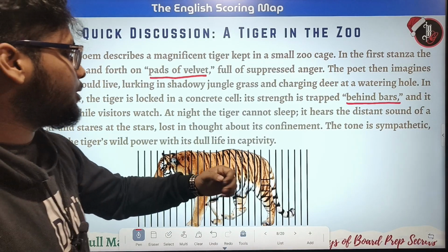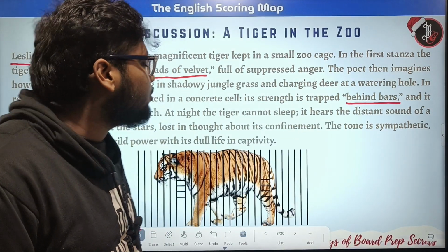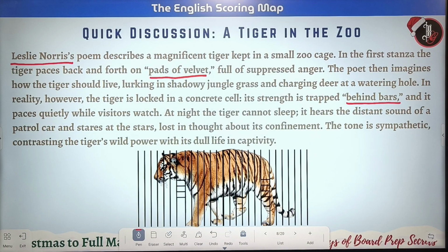At night, the tiger cannot sleep. It hears the distant sound of a patrol car. So now, what's a patrol car?